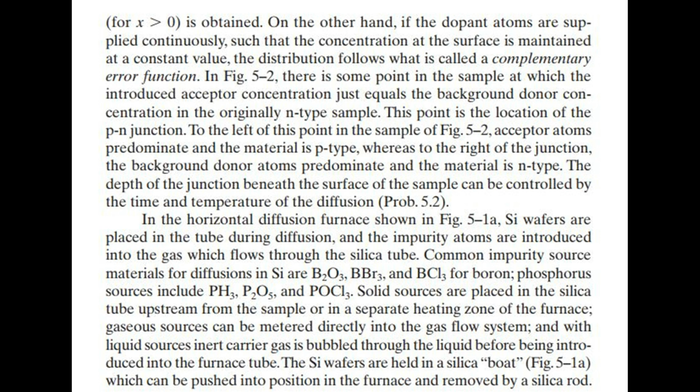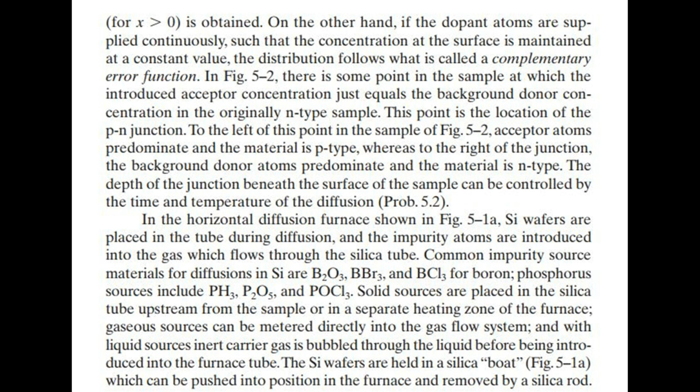In the horizontal diffusion furnace shown in Fig 5.1a, silicon wafers are placed in the tube during diffusion, and the impurity atoms are introduced into the gas which flows through the silica tube. Common impurity source materials for diffusions in silicon are boron oxide, boron bromide, and boron chloride. For phosphorus, sources include phosphine, phosphorus oxide, and phosphorus oxychloride.